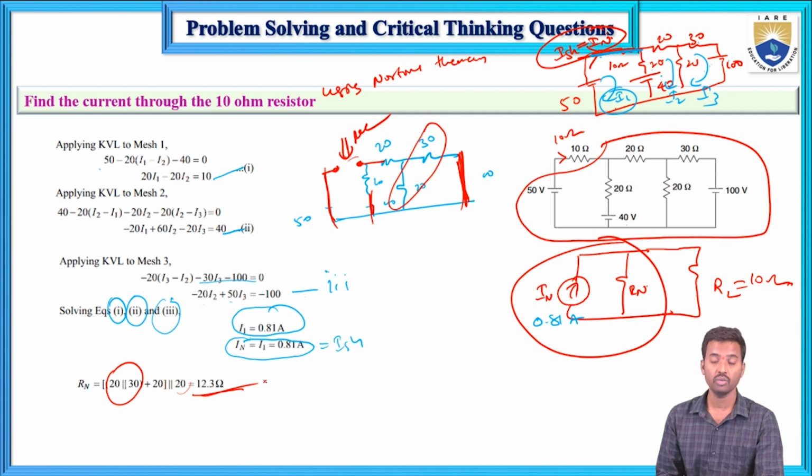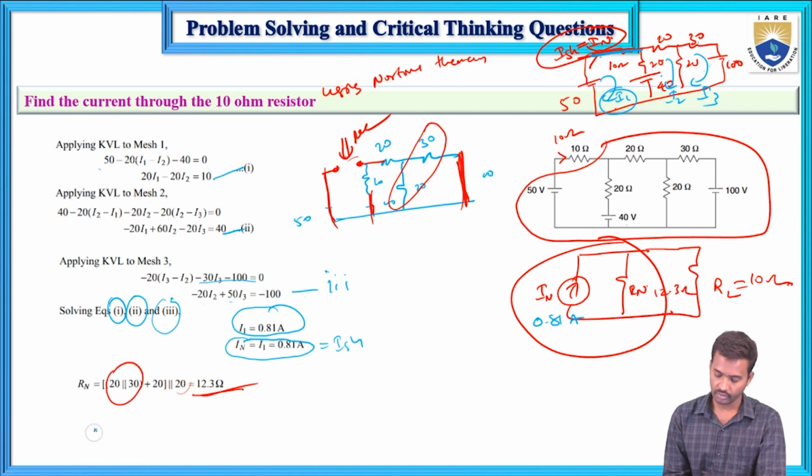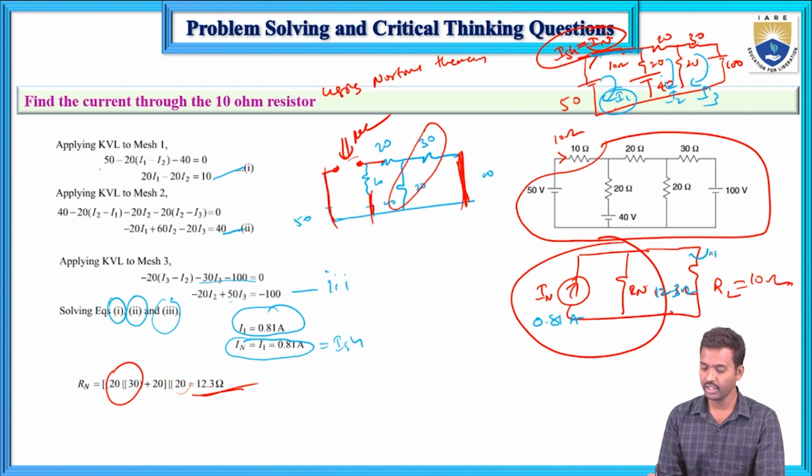So that value is 12.33 ohms. Now what about the current? If you apply the current division rule here, this is 12.3 ohms. Now here we need the current flowing through this 10 ohms resistor. Apply the current division rule: 0.81 total current into the opposite branch resistance 12.3, divided by total resistance 12.3 plus the 10 ohms resistor.